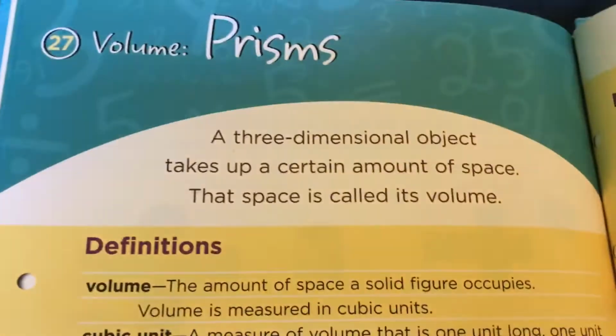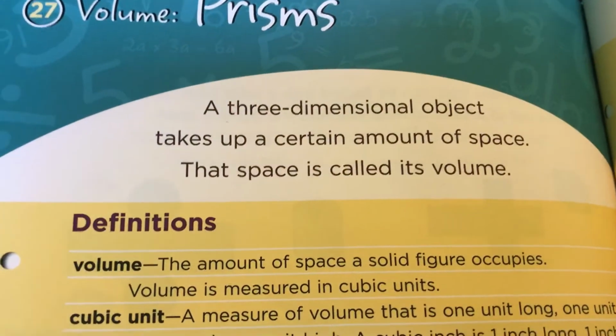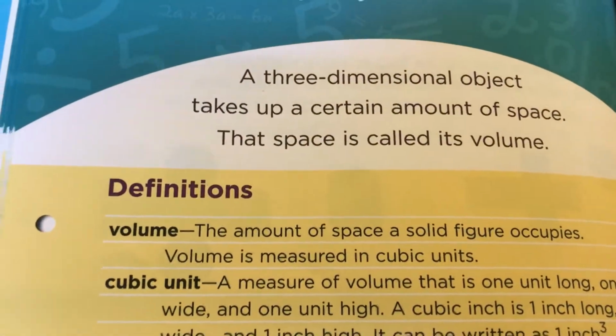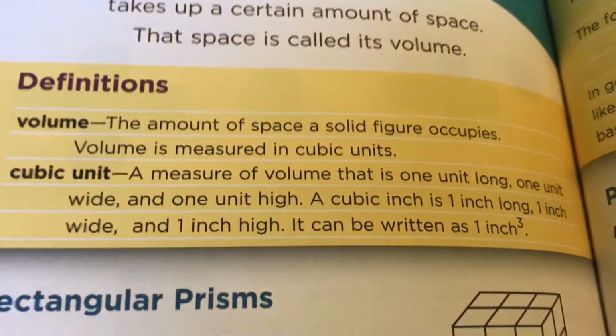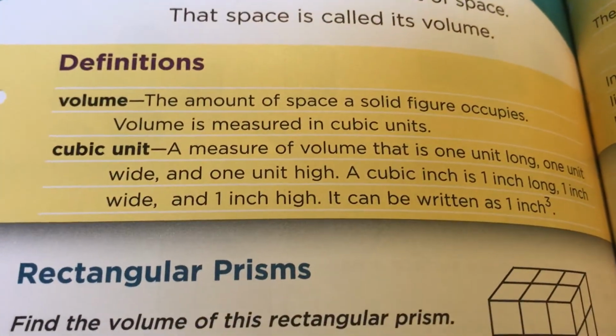Volume, prisms. A three-dimensional object takes up a certain amount of space. That space is called its volume. Definitions. Volume: the amount of space a solid figure occupies. Volume is measured in cubic units.